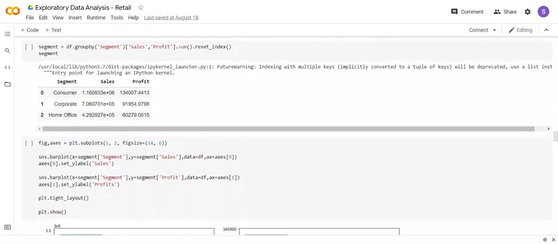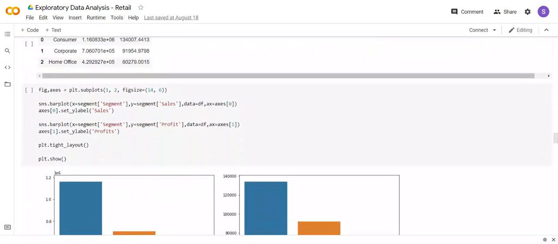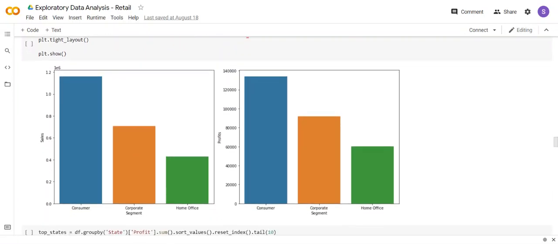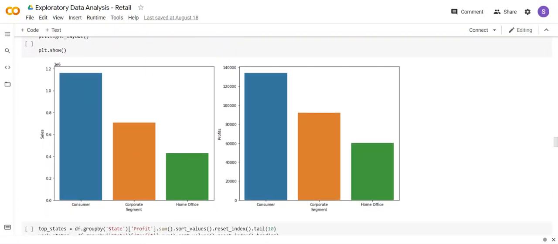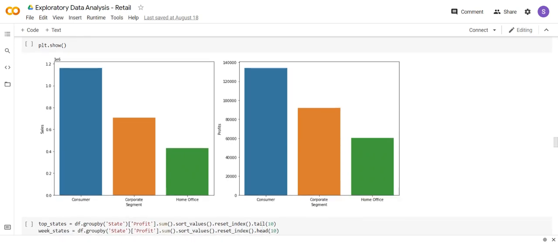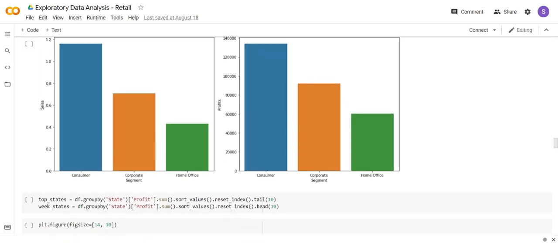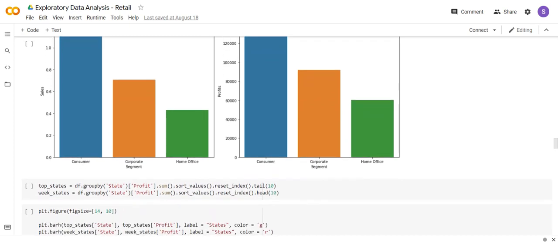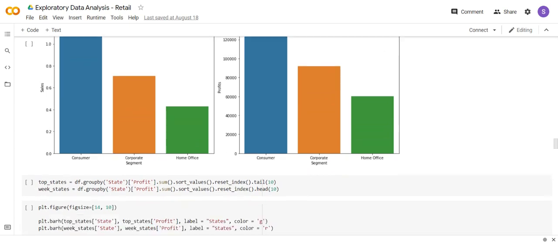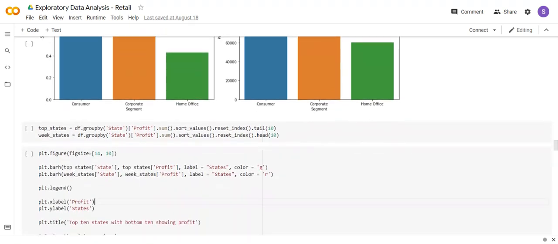If we do the segment between our customers, like consumer, corporate, and home office customers, consumer customers are giving more profit and sales, but the corporate segment also has more profit than sales. But home office customers are not buying many products.